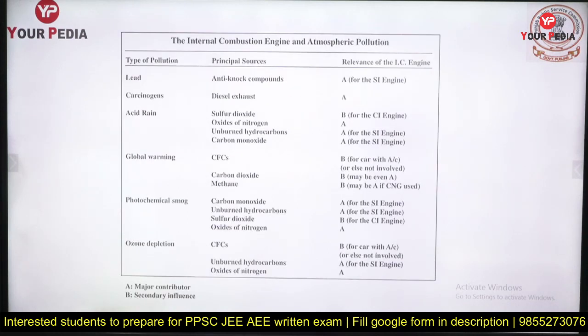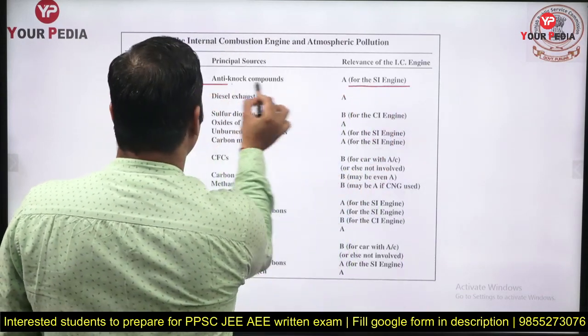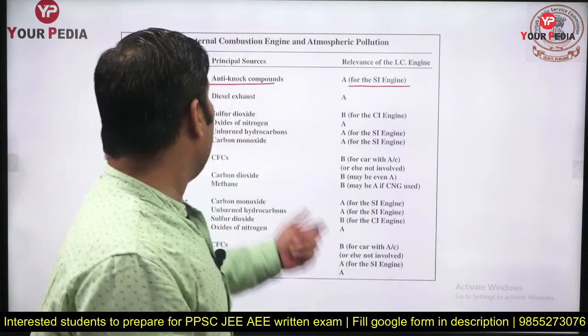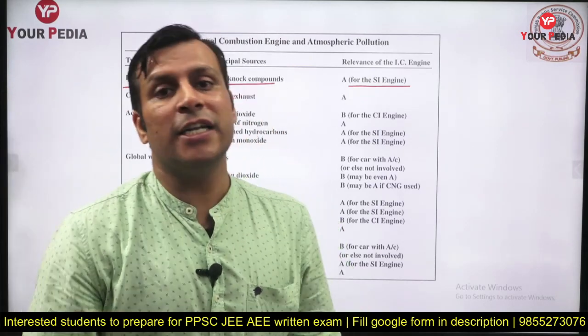Chaliye, now let us have some basic difference. What kind of emission is prominent in a petrol engine, and what kind is prominent in a diesel engine? Guys, lead is a kind of anti-knock compound which improves the octane number of petrol. So this is a major contribution in the SI engine. Lead pollution is not there in diesel. Lead pollution will be there in petrol, because we usually add lead in petrol to improve its anti-knocking tendency, and that anti-knocking tendency is nothing but the octane number. The higher the octane number, the higher the anti-knocking tendency.